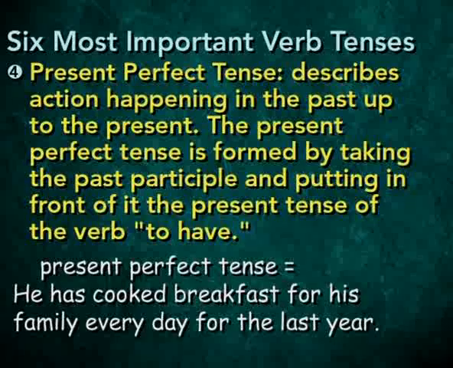It's describing action happening in the past right up to the present, not action that was completed and finished sometime in the past, but rather action that's continuing right up to now. When we say he has cooked breakfast every day, we're saying that he continues to do so right up until today. And that's a perfect example of how the present perfect tense would be used.